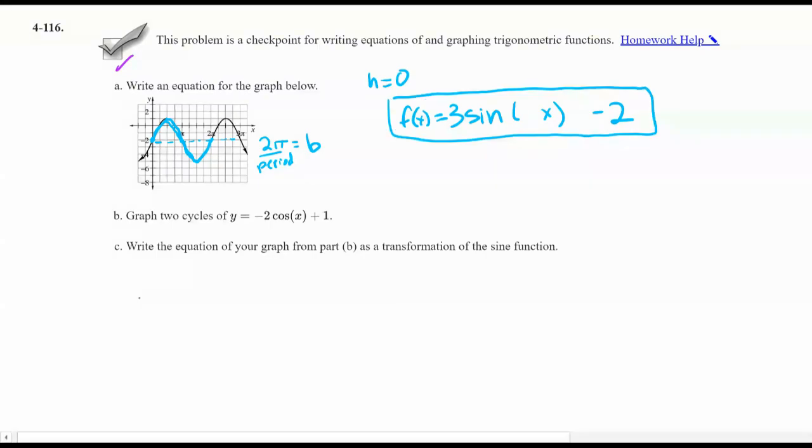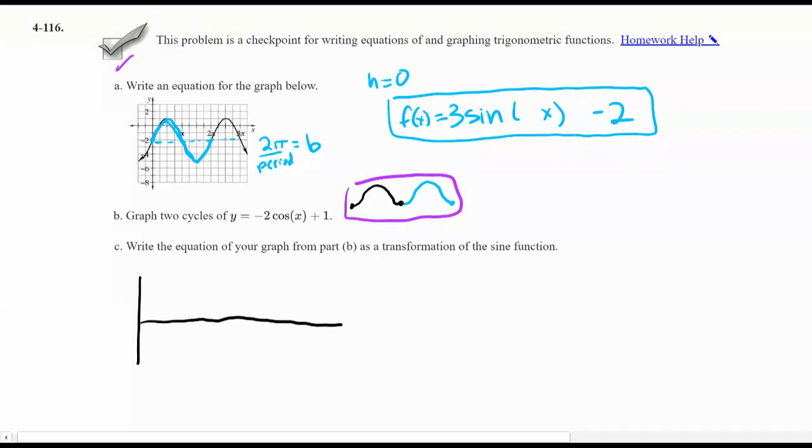Next, it tells me to graph 2 cycles of this cosine graph. So it's going to be cosine and it's going to be negative. That's important to know, because I'm going to start at the bottom, or the minimum, and go all the way up to the top and then back to the bottom. And we're going to graph 2 cycles, which means I'm going to do that on repeat. So in the end, I should have a graph that looks like this.